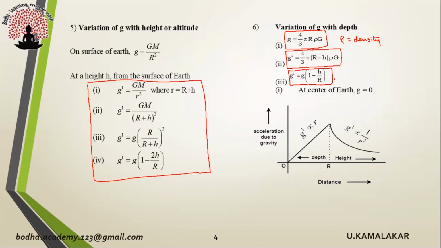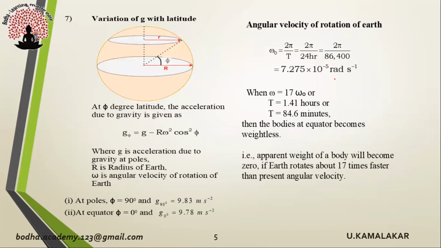The variation of acceleration due to gravity with respect to distance is as shown in figure. Variation of g with latitude. At latitude phi, the acceleration due to gravity is given as g_phi = g − R ω² cos² φ, where g is acceleration due to gravity at poles, capital R is radius of Earth, omega is angular velocity of rotation of Earth.